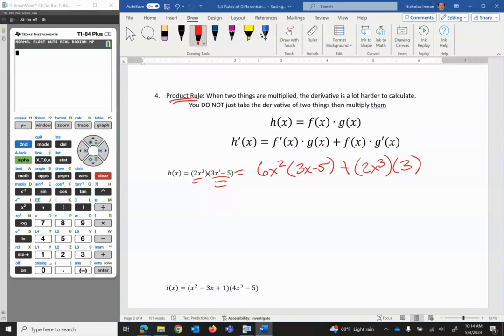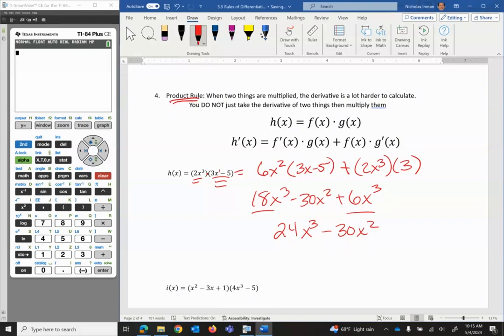All right, so the product rule: derivative of the first times the second thing left alone, plus the first thing left alone times the derivative of the second. Okay. Now, usually it's just a little bit easier to simplify. This isn't too hard. 6x squared times 3x, 18x cubed, minus 30x squared, plus 6x cubed. These x cubes can combine. So that's 24x cubed minus 30x squared. So that's our derivative.